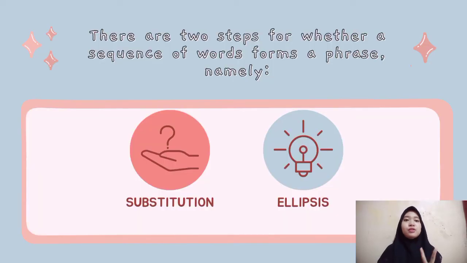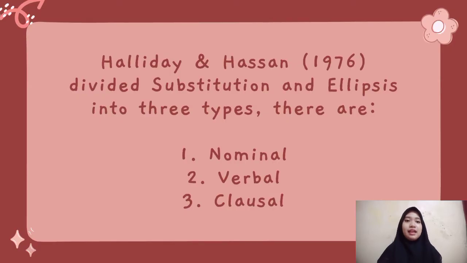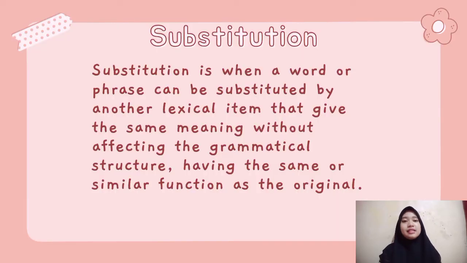And there are two steps in tests for phrases that we want to talk about in this video, which are substitution and ellipsis. Halliday and Hasan 1976 divided substitution and ellipsis into three types. They are nominal, verbal, and clausal. Okay, let's get started with substitution first.